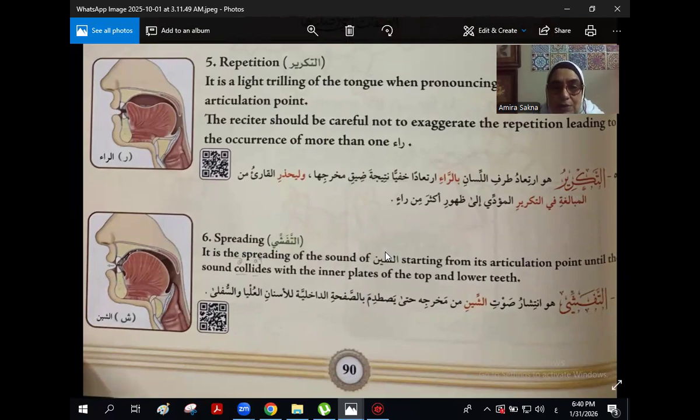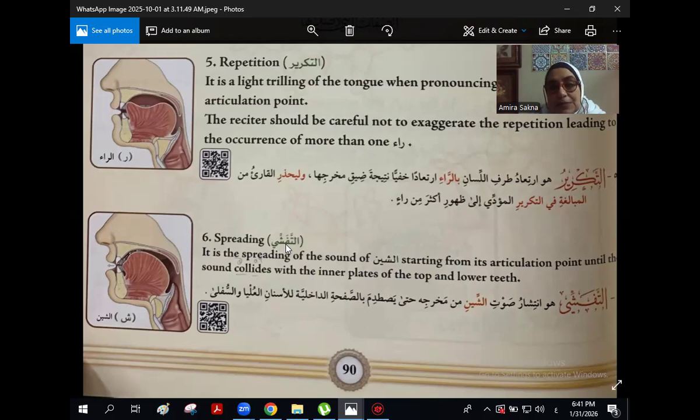التفشي or spreading. What is the meaning of التفشي or spreading? Let's read it first, and then I will explain. It is the spreading of the sound of sheen, starting from its articulation point until the sound collides with the inner plates of the top and lower teeth, or the upper and lower teeth.